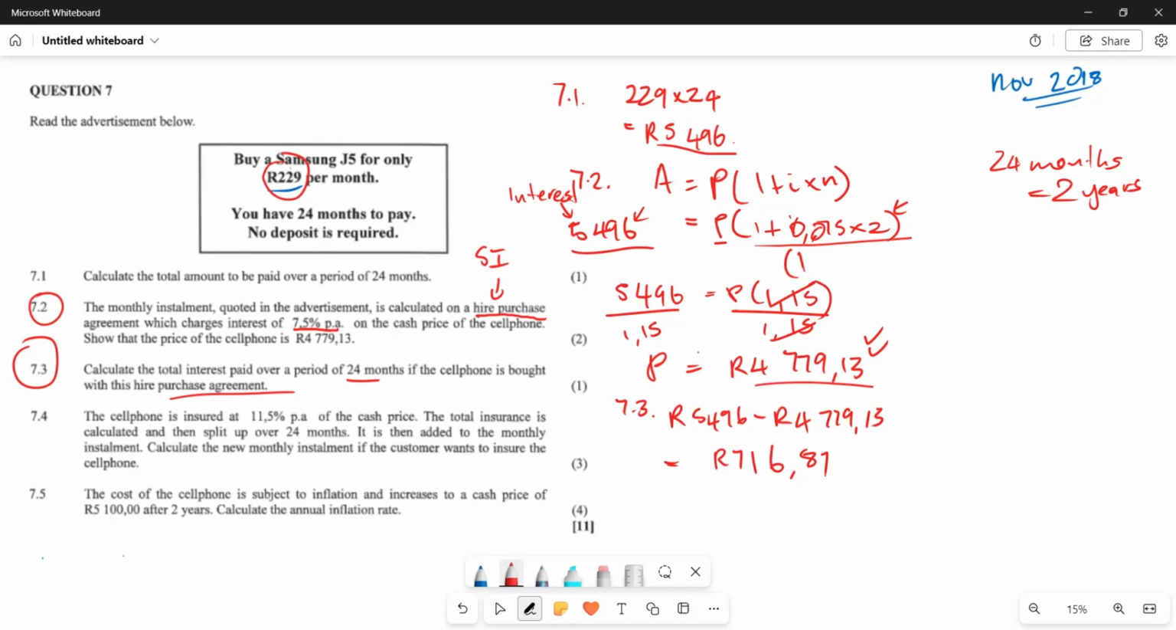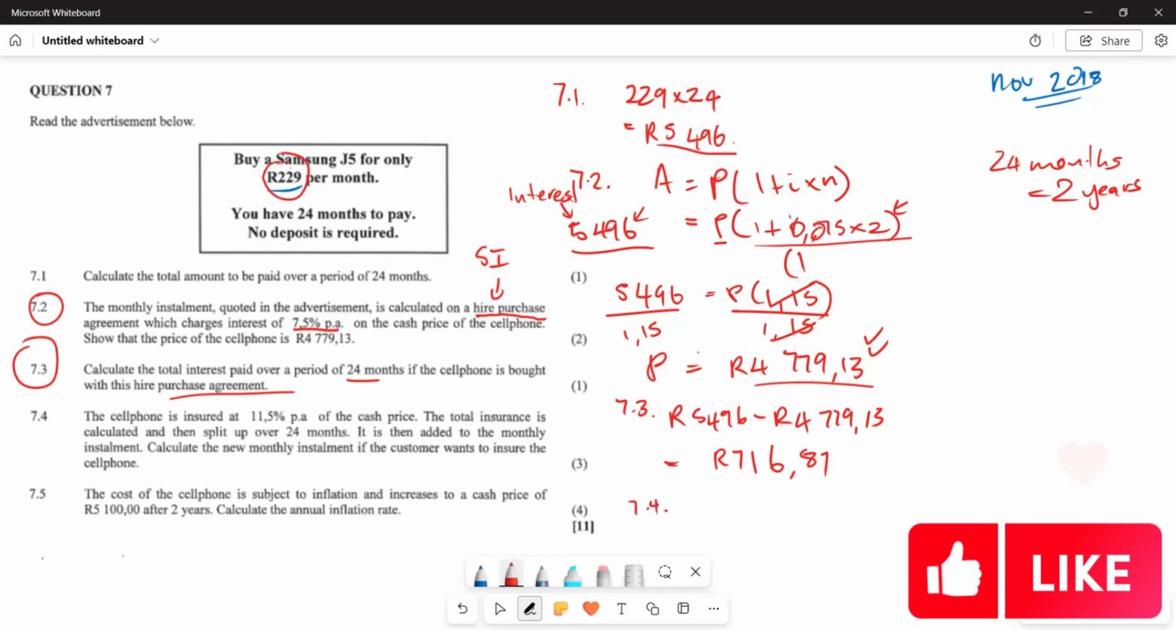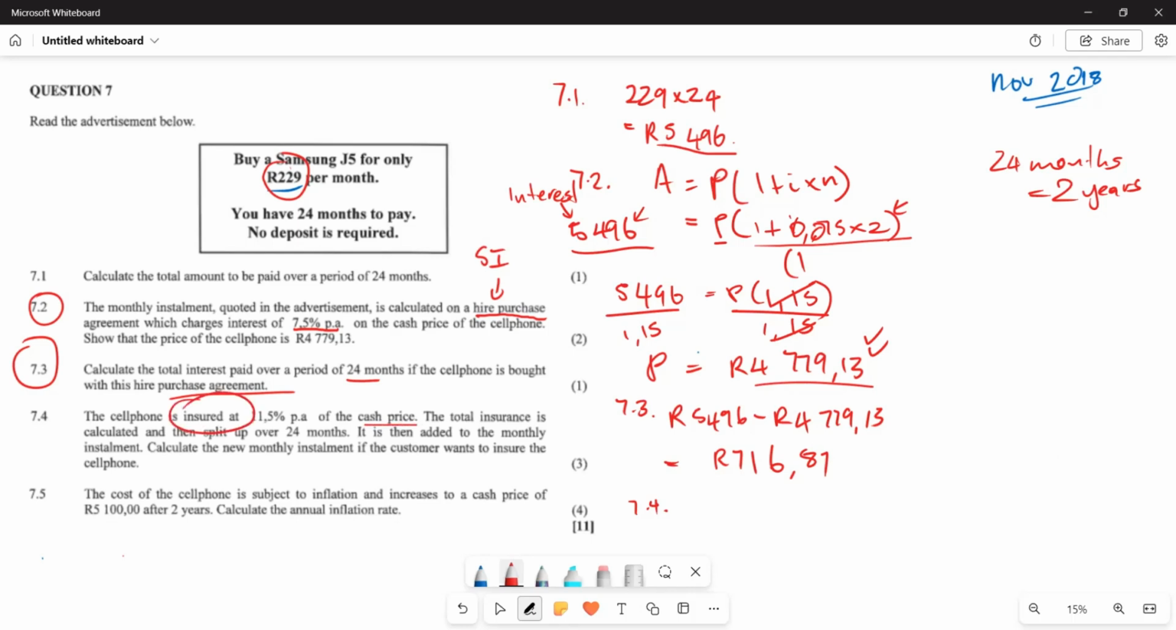Now let's look at your 7.4. Now in 7.4, they say the cell phone is insured at 11.5% per annum on a cash price. Now they say the total insurance is calculated and then split up over 24 months, and then it is added to the monthly installment. Calculate the new installment if the customer wants to insure the cell phone. Now this is very important to take note.